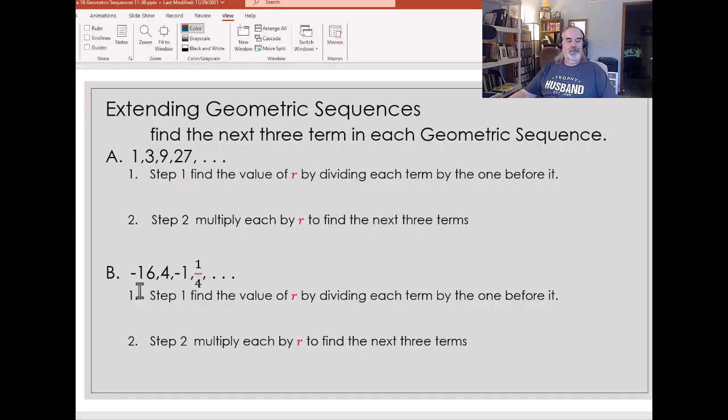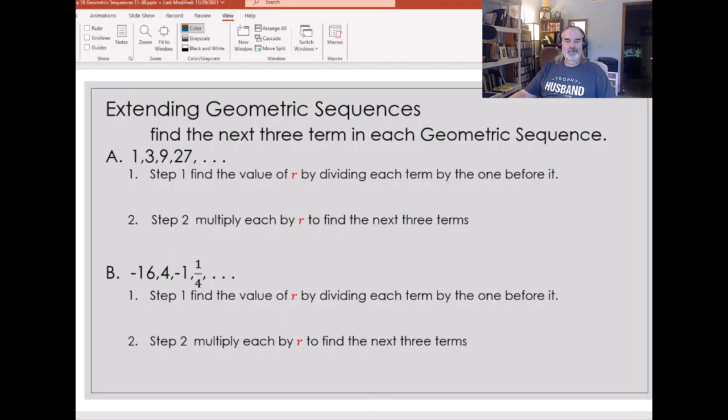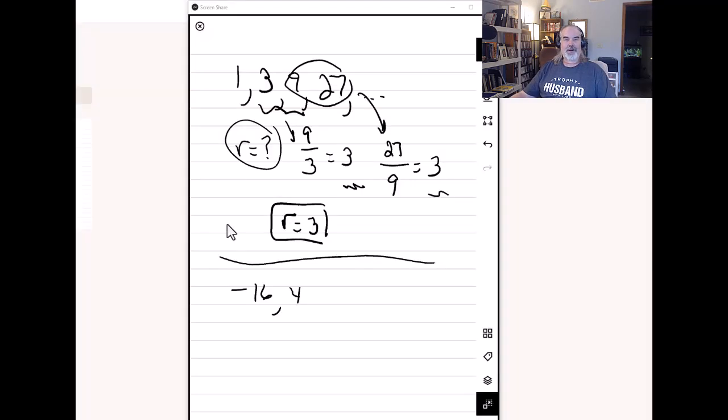The second list here is a little bit trickier because now the ratio is less than 1, and oh my gosh, there are negative numbers built in. Okay, so I'm starting to make my notes of this example. Whoops, wrong page. There we are. So 16, -4, -1, +1/4, and so on.